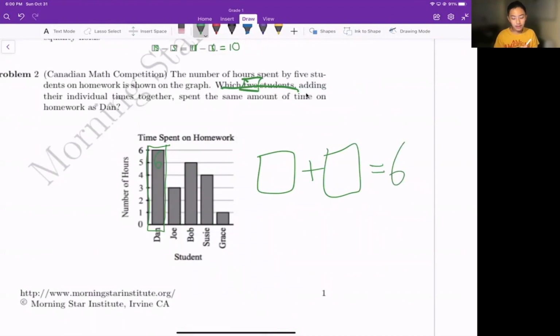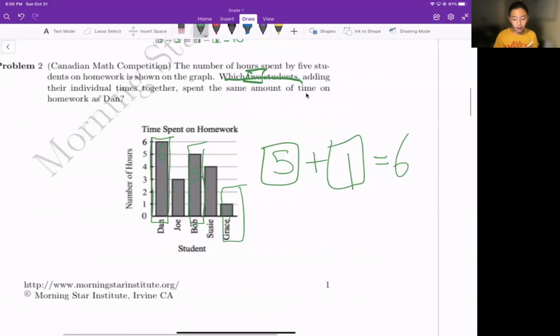And we see here that Bob's time spent on homework is 5 and Grace's time spent on homework is 1 hour. So that exactly fits into the equation. 5 plus 1 equals 6. So therefore, Bob and Grace spent the same amount of time on homework as Dan.